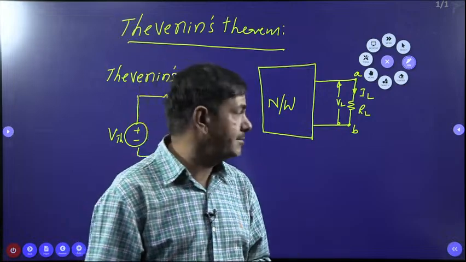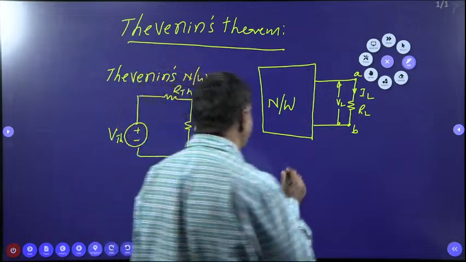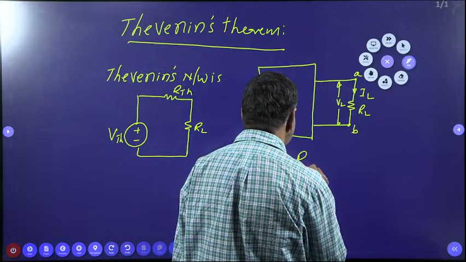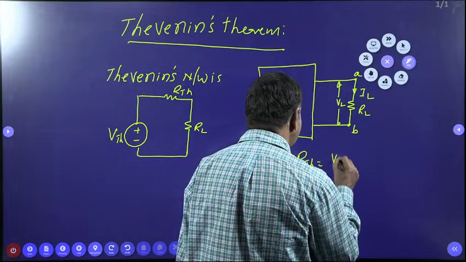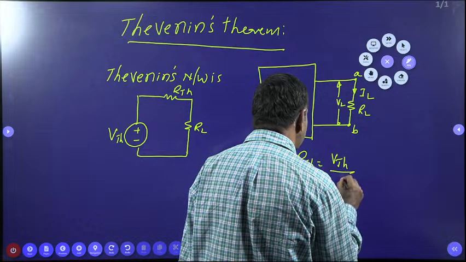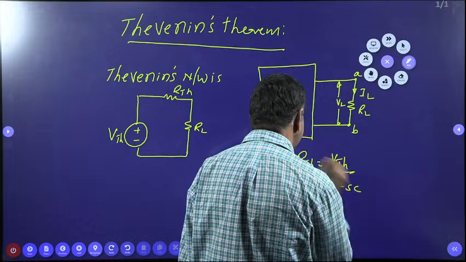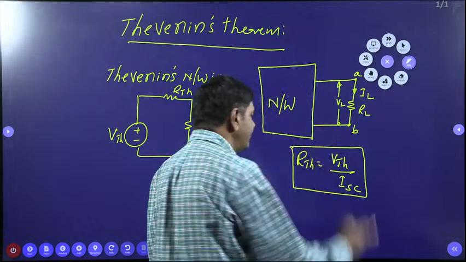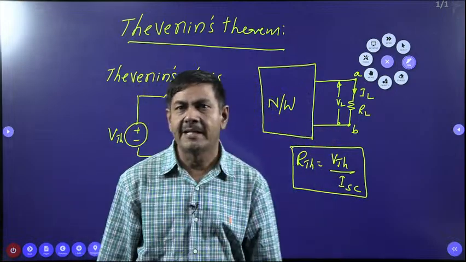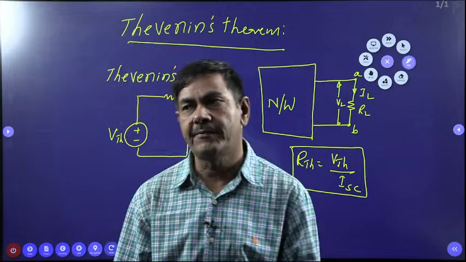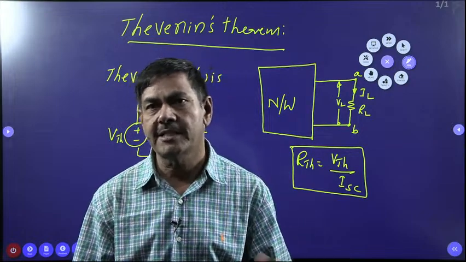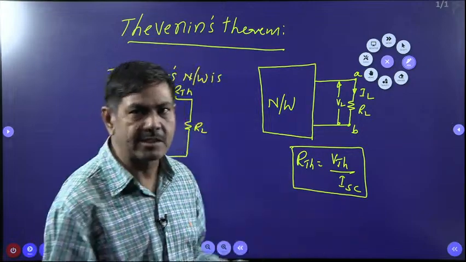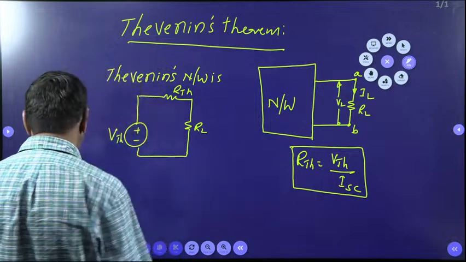Sometimes RTH will also be calculated in one more way. RTH can be calculated from the Thevenin's voltage and the short circuit current, that is VTH by ISC, which is also accepted. But anyhow, in the problems I will explain the different ways, apply them and get the results. So now we can start the problems.